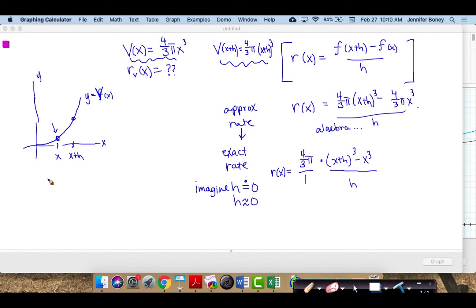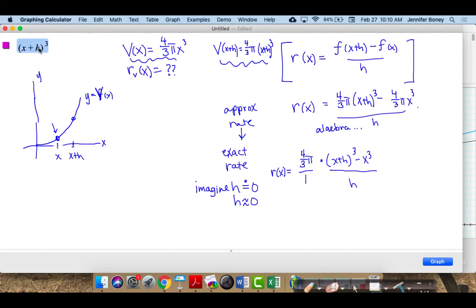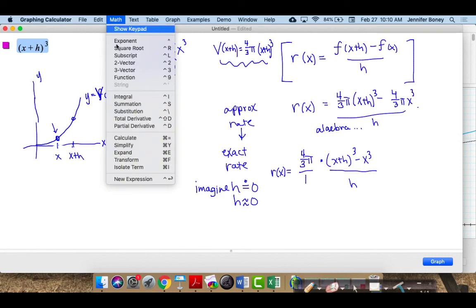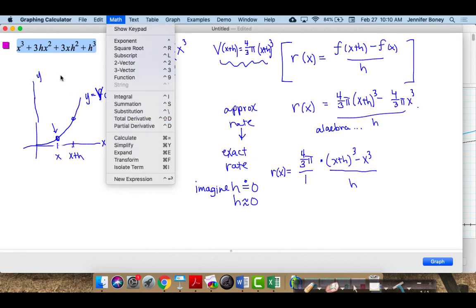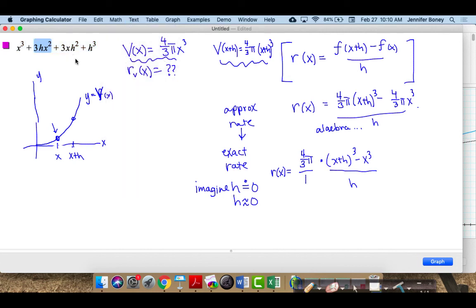Now x plus h cubed, not so fun, but hey, guess what? I'm actually on GC. So x plus h to the 3rd power. One of the things that GC can do is expand things. So instead of doing this manually, which you can do, maybe takes a minute, or if you remember Pascal's triangle or the binomial theorem, you can do it quickly. But that's just under the math menu. It says expand. And so I just highlighted my expression that I wanted expanded, and it does that multiplication for us. So hey, great. There's that.